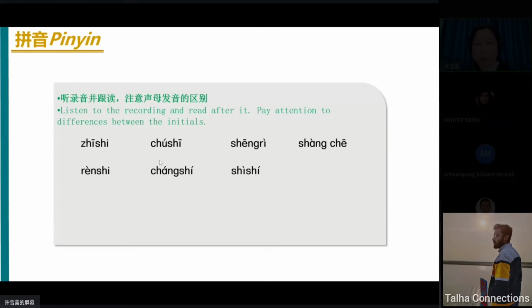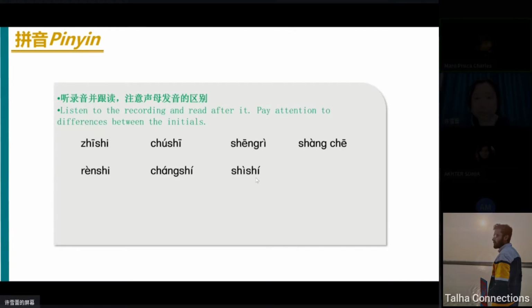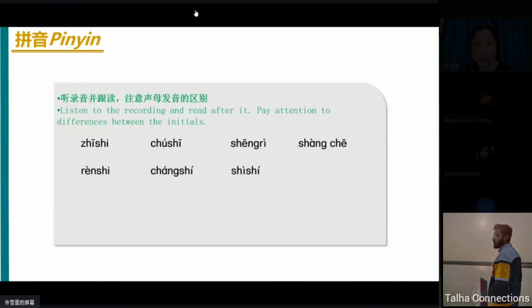So maybe I won't mention the meaning of every word. I will mention some frequently used ones, because the focus of this practice is to try to practice reading them. Okay, how about the next one? 事实, 事实. You just read.